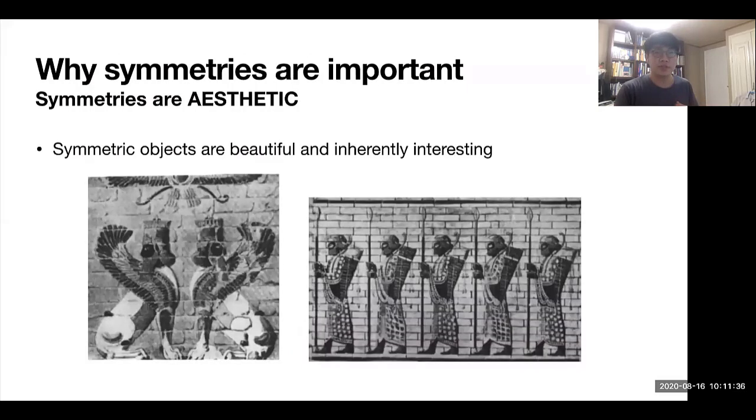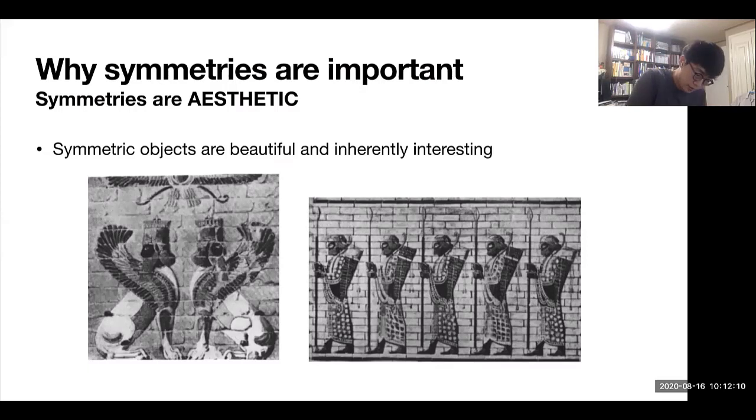And I'll try to give you some vague reasons, or heuristics, for why you might care about symmetries. First, symmetries are beautiful. Symmetric objects have been motifs of all different aesthetic attempts throughout our history. These are some pieces of art coming from ancient civilizations. You can already see that the idea of symmetry is incorporated into their work.